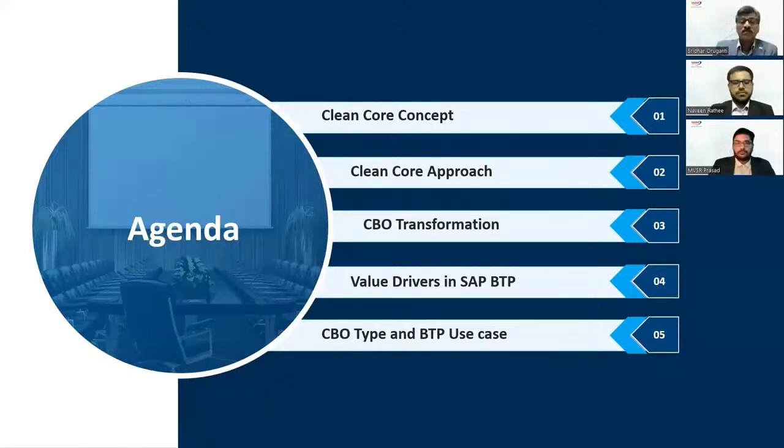Moving on, this being the agenda, we are quickly going to cover the concept of clean core: what it is, how it is achieved, what various technologies and tools are offered by SAP to achieve the clean core concept in the first place, and why it is important to keep the core clean, and what it means basically. How do we reduce the custom code footprint? In that context, what are custom business objects, and how do we actually transform the custom CBOs? We'll quickly touch base upon that, some of the BTP value drivers and the use cases. These are the 5 different topics that we will cover.